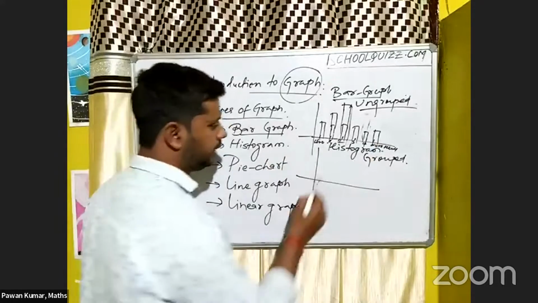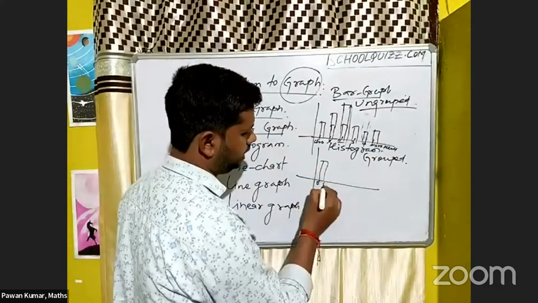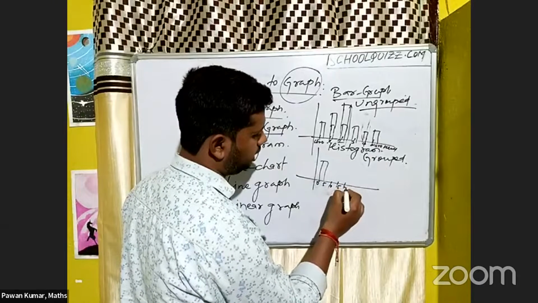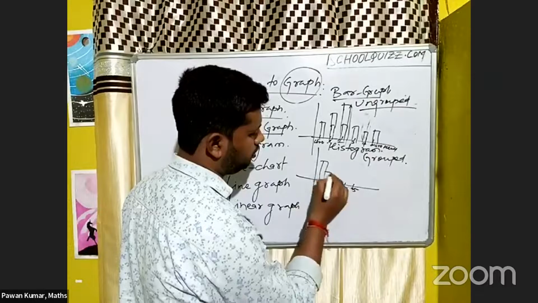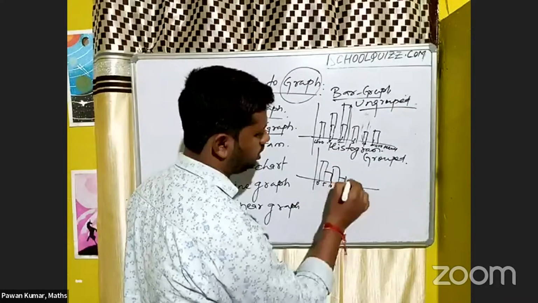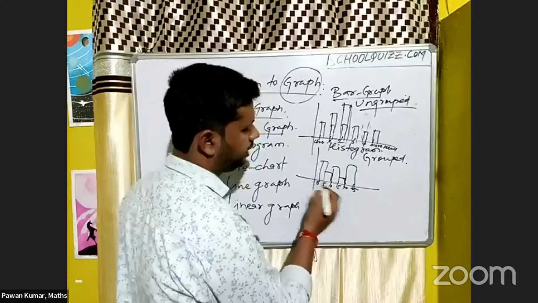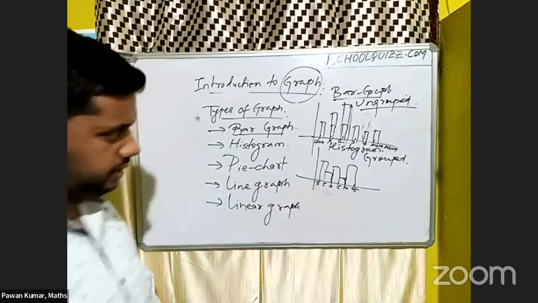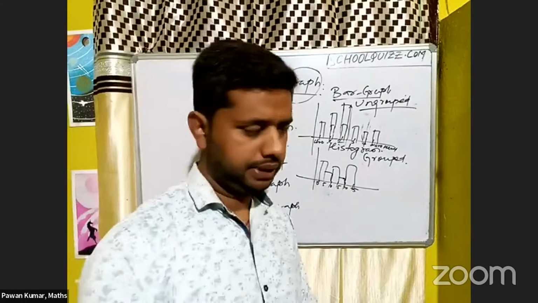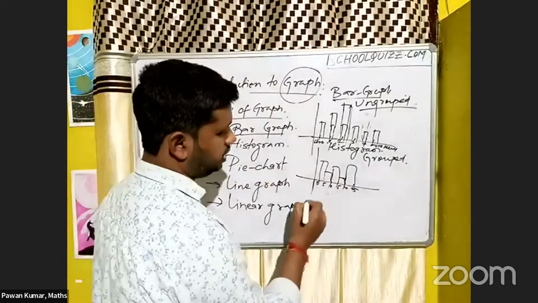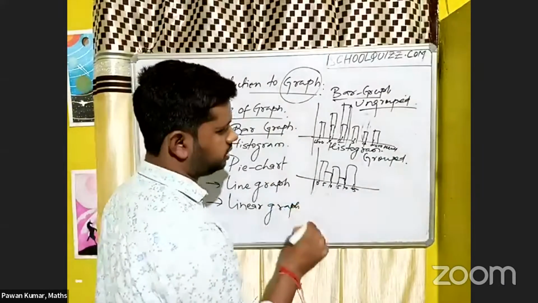A histogram is nothing but a continuous graph. You can say 0 to 5, again 5 to 10, 10 to 15, 15 to 20, 20 to 25. So I have to make it like that, correct? There is no gap in between the bars, and that type of graph you can call a histogram, correct?